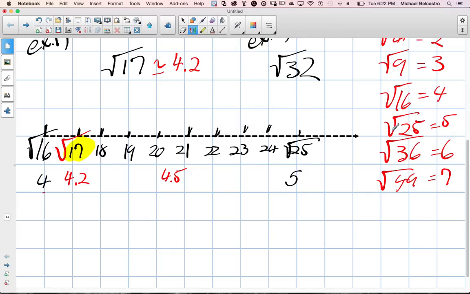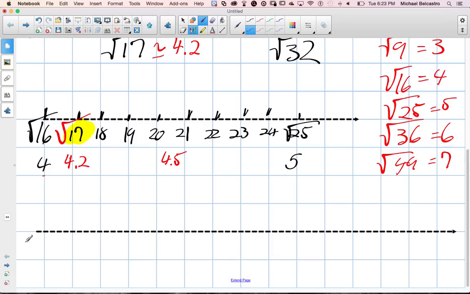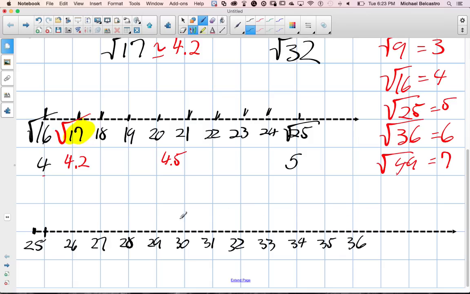Where does 32 fall with our numbers here? Where does it land? Between what values? Between 25 and 36. Great. Which means it's going to be between 5 and 6. So I'm going to do the same concept. Okay. And the better I get at this, the less I'll have to draw of a number line. Okay. And let's try to see if we can fit them all in. So 25 will be my first number here. 26, 27, 29, 30, 31, 32, 34, 35, 36. Okay, so we have all our numbers here.